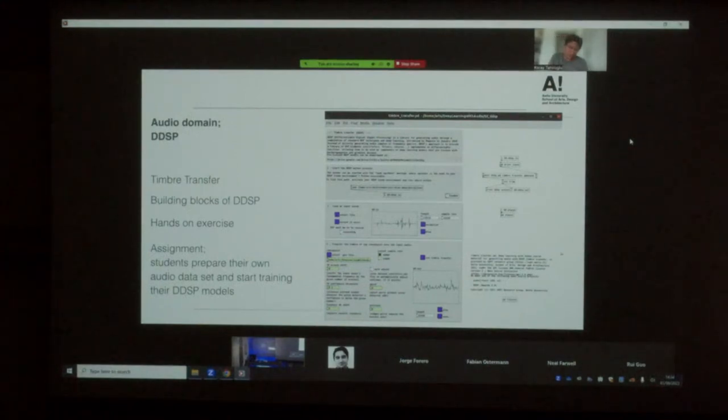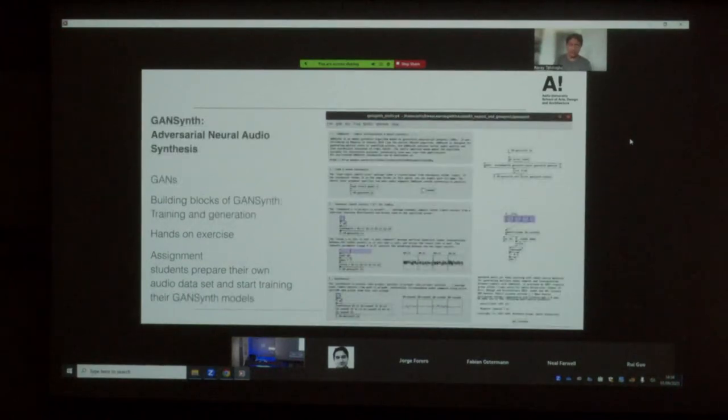The course assignment for the following day involves students preparing their own audio data set and start training their DDSP models. During the following day, first we discuss the initial results of the students' DDSP trainings, and then we introduce generative adversarial networks to Gaussian architecture. Hands-on exercise includes students interpolating between different latent vector points using our PD patch and elaborated generated audio samples. And as an assignment, students prepare their own audio data set and start training GAN-SEN model during this day.